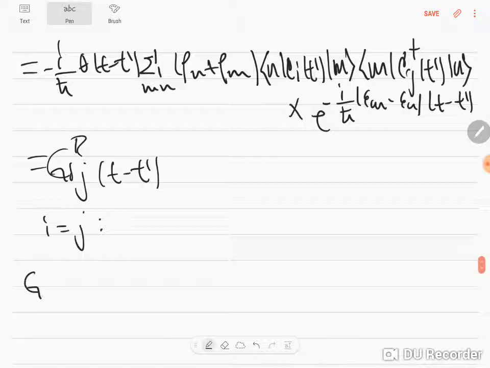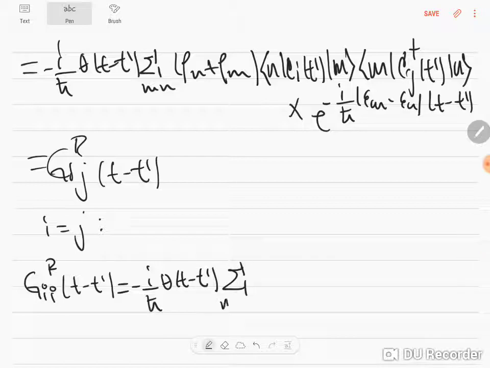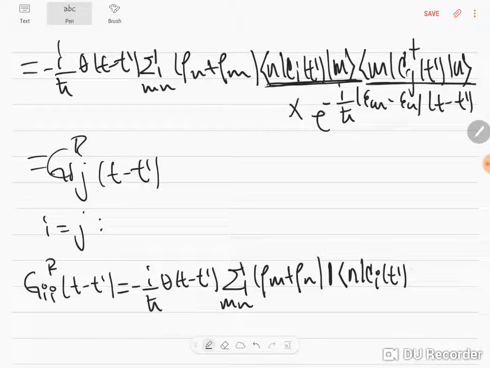So when i is equal to j, we have the diagonal element of the Green's function in its retarded version, G_ii of t minus t prime, which is equal to minus i over h bar theta of t minus t prime, summation over m and n, rho_m plus rho_n. And now since c_i and c_j will be the same thing, you see that this expectation value is nothing but the complex conjugate of this one. So then what we have is just the expectation value of n, c_i of t prime, m, squared, times e to the minus i over h bar (E_m minus E_n) (t minus t prime).